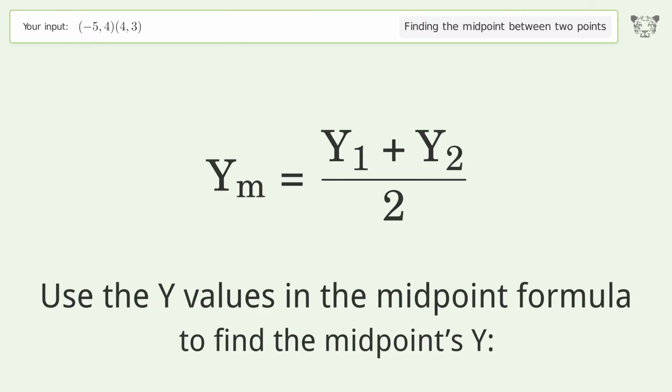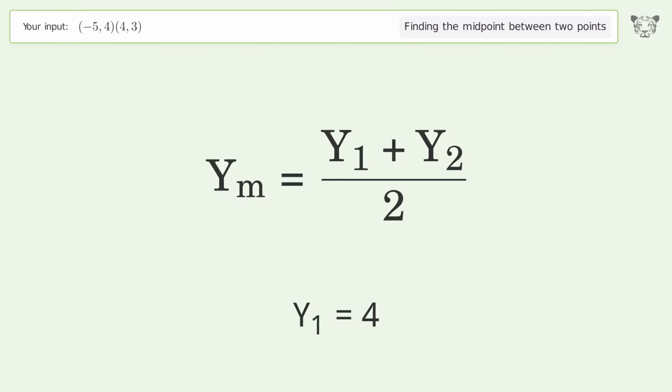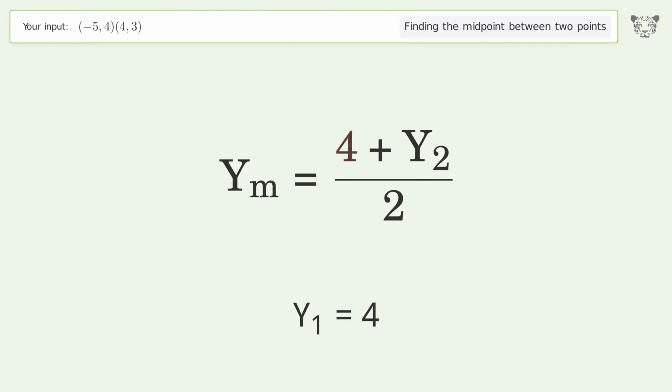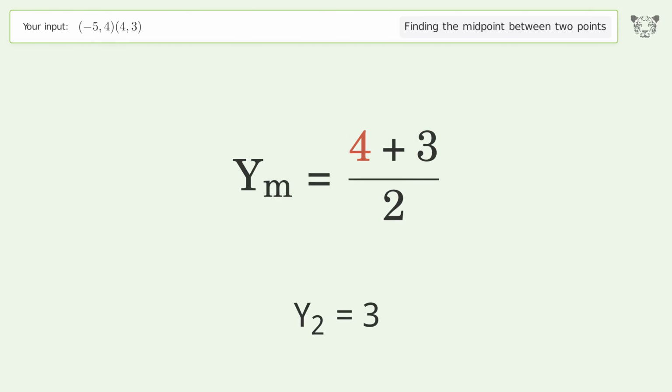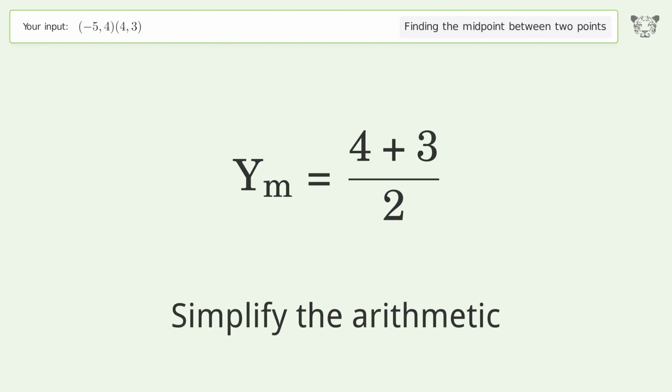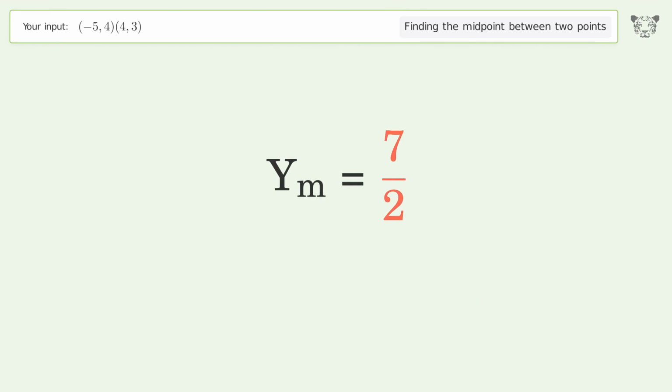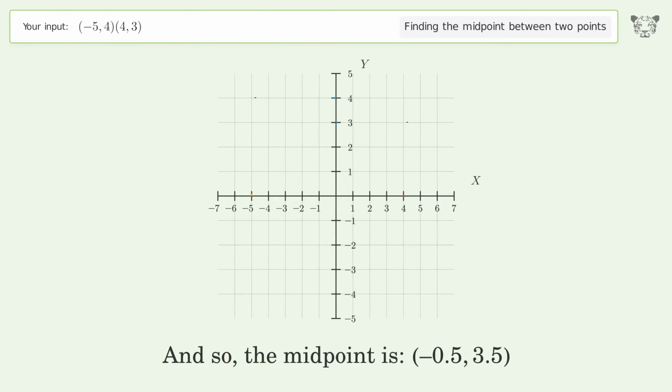Use the y values in the midpoint formula to find the midpoints y. y1 equals 4. y2 equals 3. Simplify the arithmetic. And so, the midpoint is negative 0.5, 3.5.